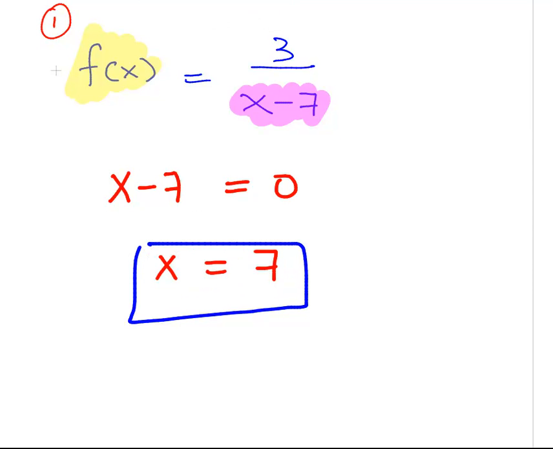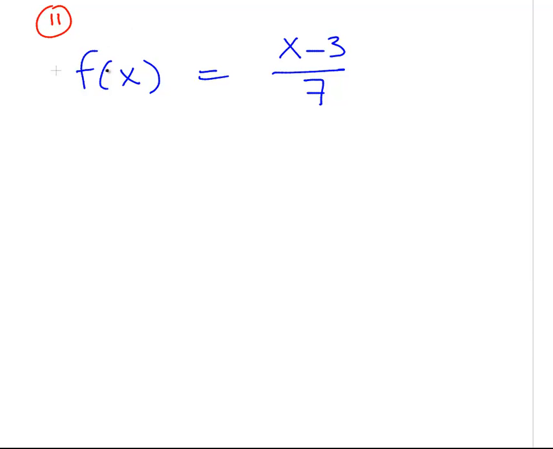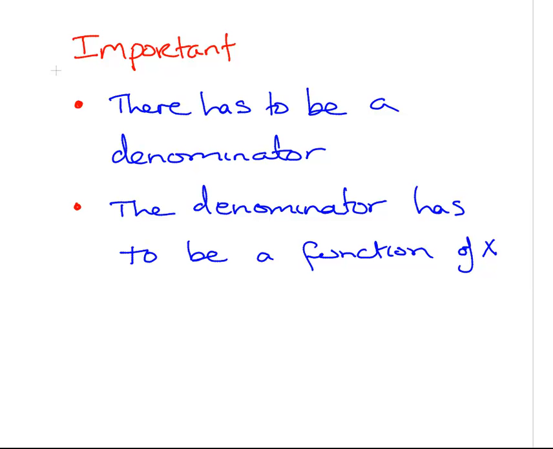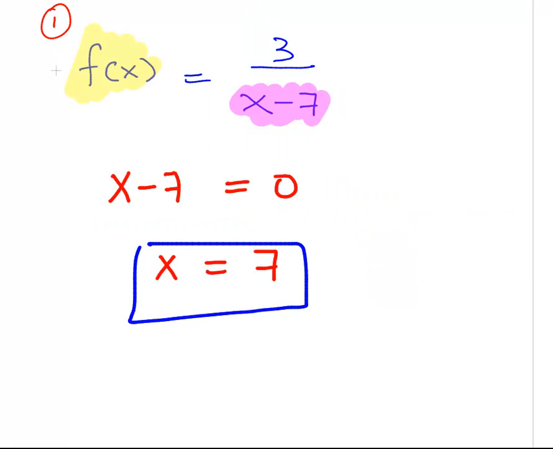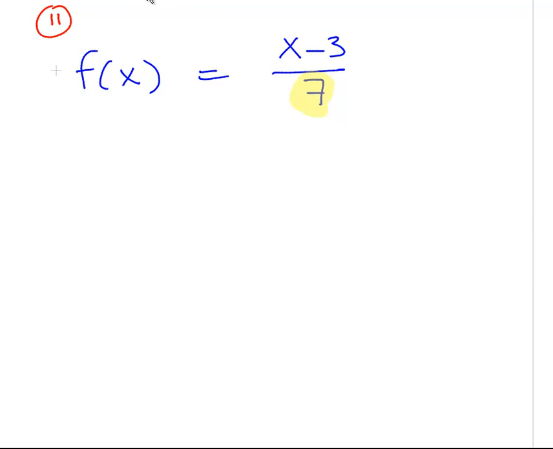Okay? Another example here, f of x equals x minus 3 over 7. Now, we have a denominator of a function, but let's go back here. The denominator has to be a function of x, and in this case, it's not a function of x. So in this case there is actually no vertical asymptote. A function does not necessarily need to have vertical asymptotes.